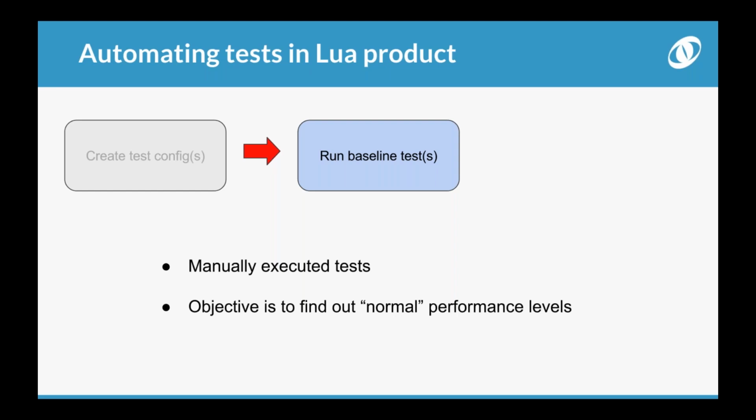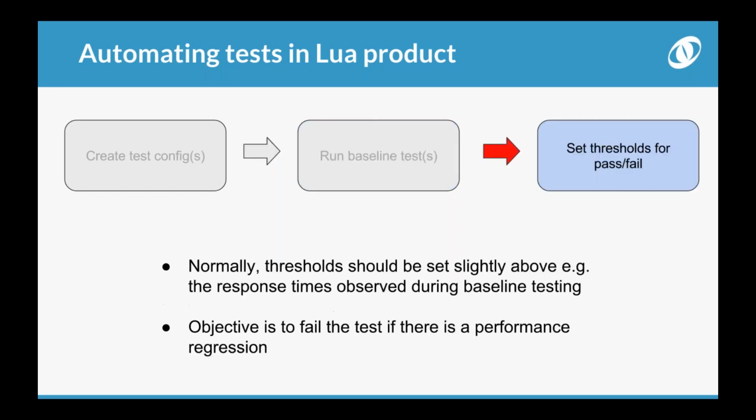And so we'll consider the test we started previously in the web GUI as our baseline test, and we'll use the performance levels of that test as the input for the next step, which is to create thresholds. So thresholds you normally want to set slightly above the response times that you observe during your baseline tests. So you want them to act as guards in your automation pipeline. So if you have a performance regression, the thresholds would be hit, and that would fail the test and fail the pipeline, and you would be notified.